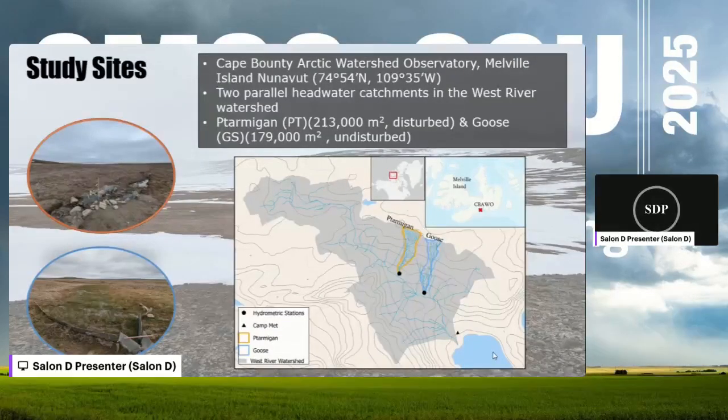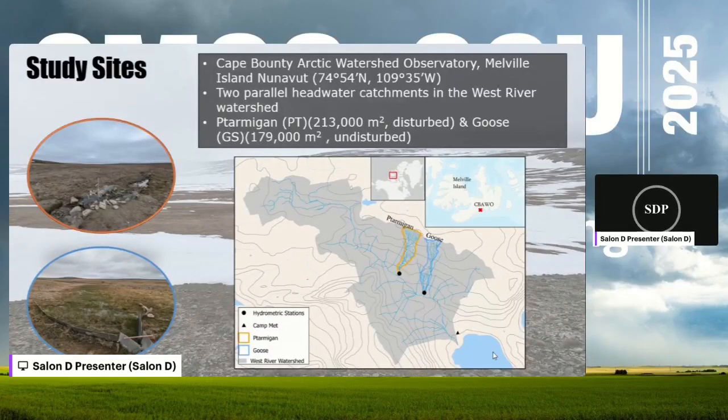So, as previously mentioned, our two sites are at Cape Bounty Arctic Watershed. These two sites were the same that were studied in 2012. There are two parallel catchments of similar size, both underlain by continuous permafrost. They have a similar change in elevation, making them ideal for isolating the effects of disturbance.